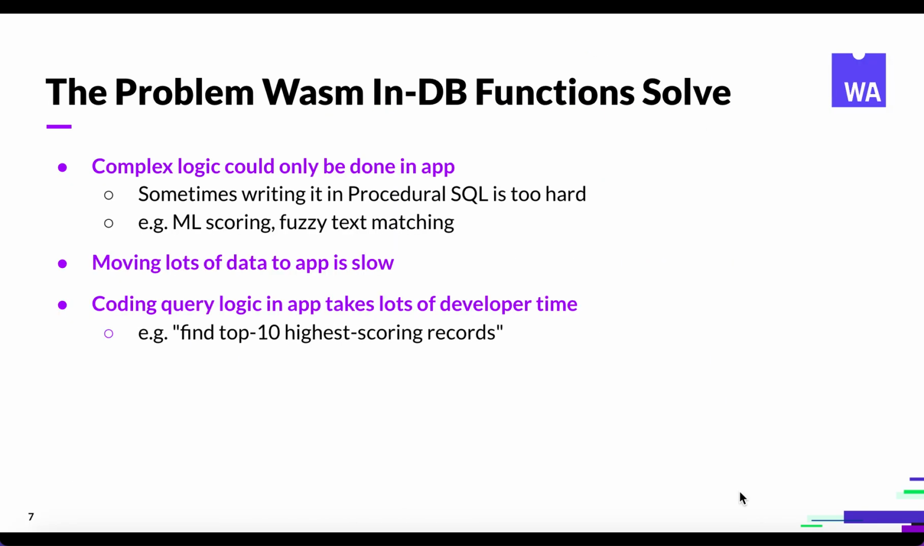WebAssembly really helps us to solve a number of problems that we might have with database systems. For example, writing procedural SQL sometimes is very difficult. Equally, there may be other requirements that we have, such as machine learning scoring or fuzzy text matching, which the database engine simply doesn't support. And how do we extend its capabilities to meet these requirements? Moving data around is also costly, and we would prefer not to do that all the time to send it to the application. Keep the code and the data itself close together, co-located in the database engine, and that really gives us great benefits.